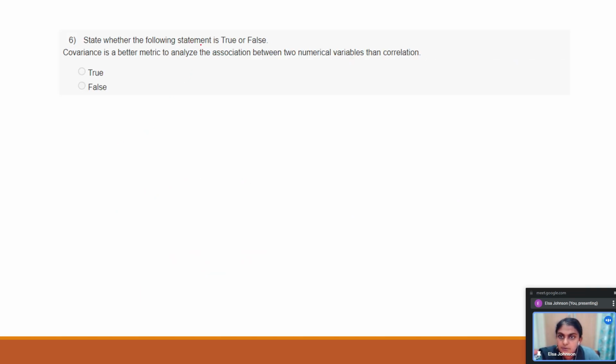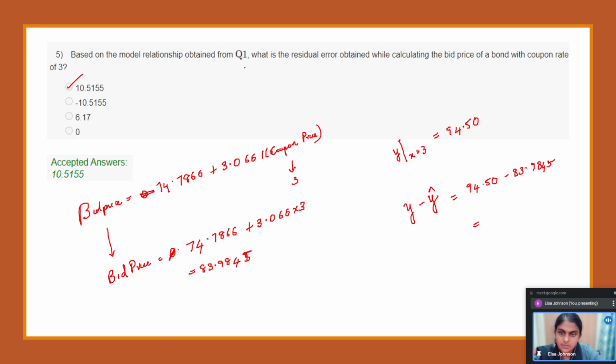Then state whether the following statement is true or false. So till now, is there any doubt in the calculation? If there isn't, we'll move on with the next question. Okay.